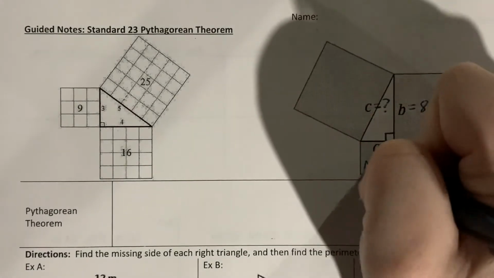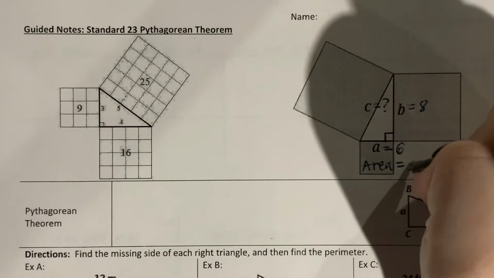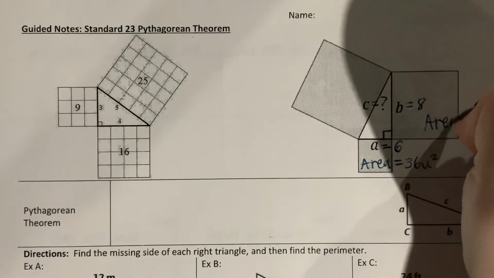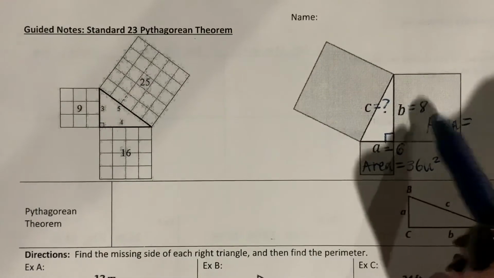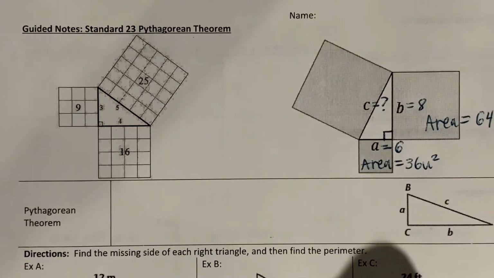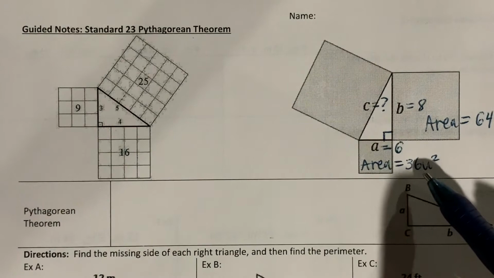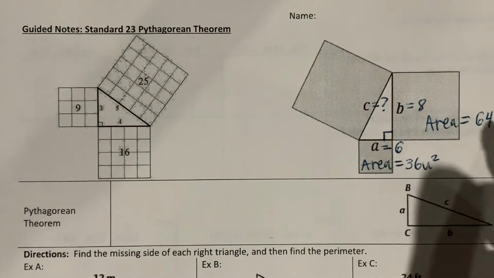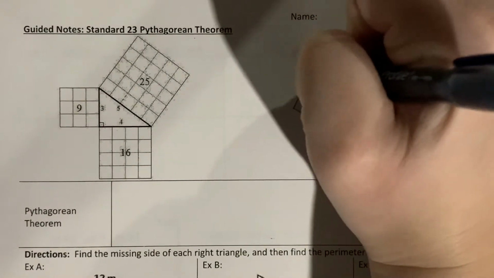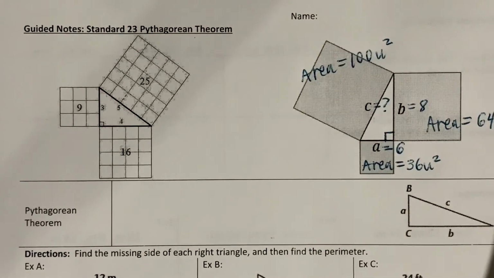Well, we could use similar reasoning, and if A's side length on this triangle is 6, then we could find the area for this square right here. And 6 squared, or 6 times 6, would give us 36 units squared. We could do the same thing to find the area of this square. 8 times 8 would here give us an area of 64 units squared. And so then, in order to find this side length C, we could find the sum of the 2 smaller squares. 36 plus 64 actually gives us 100. So our area of this square must be 100 units squared.